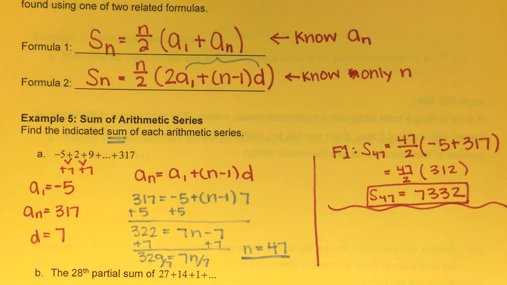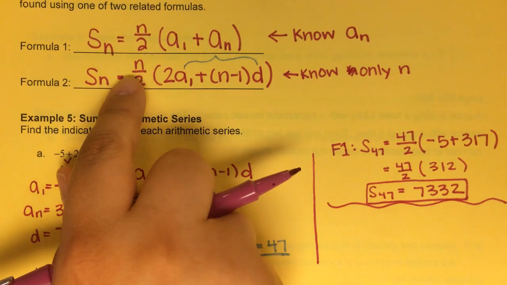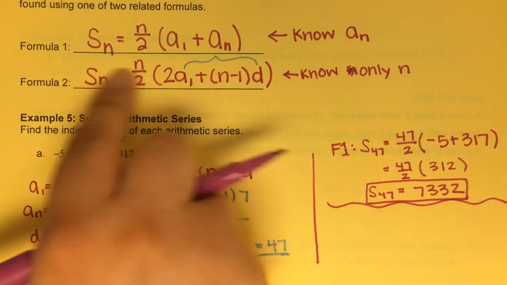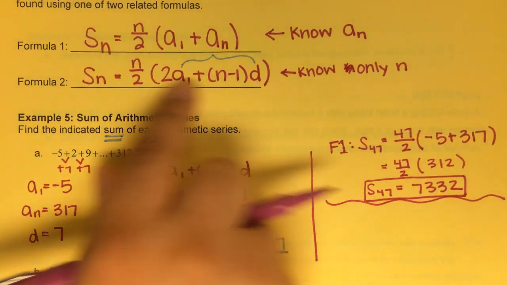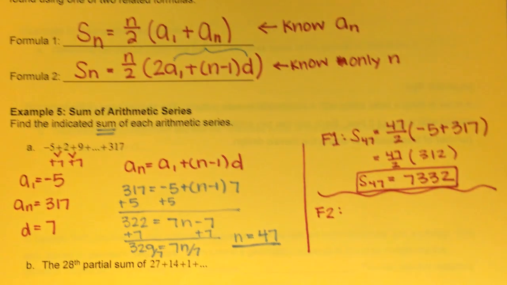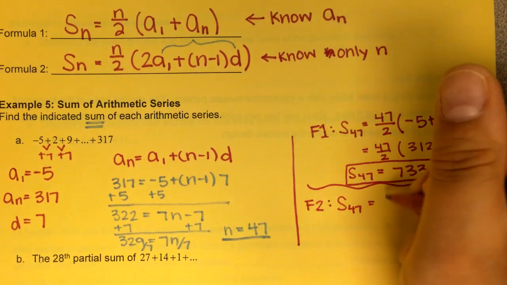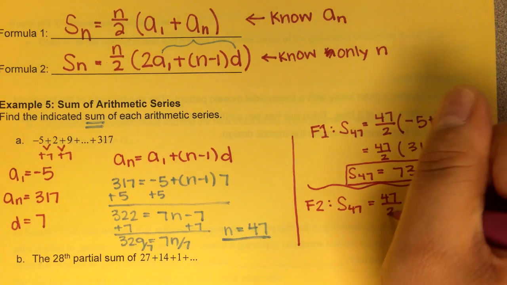So these are equivalent formulas. If you don't want to memorize 2 formulas and you want to memorize 1, this would be the formula to memorize. So I'm going to do the same exact thing with formula 2 right here. I'm going to do S of 47, 47 over 2.